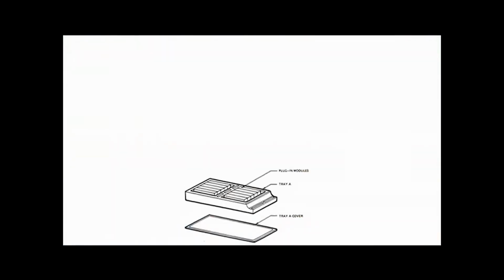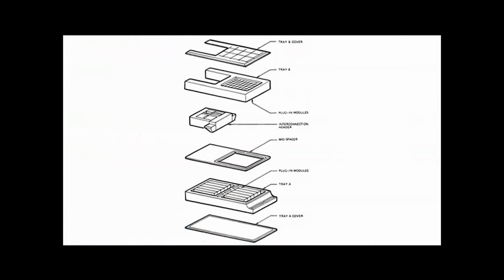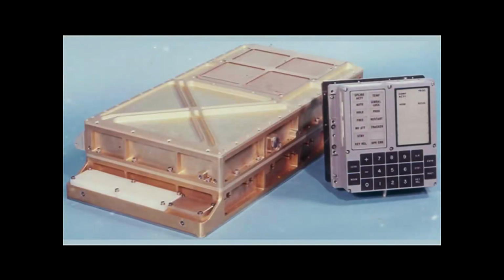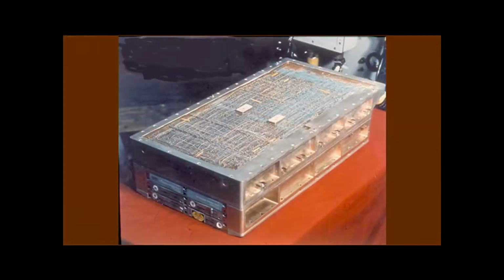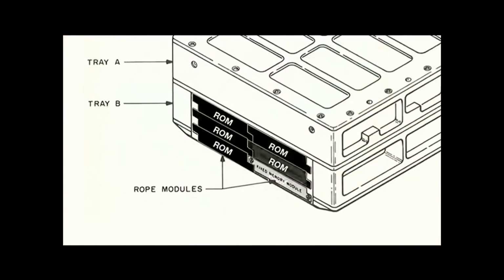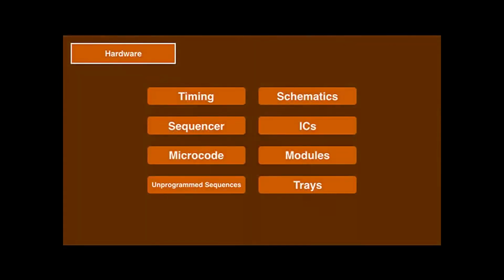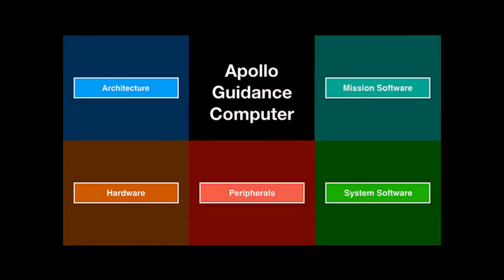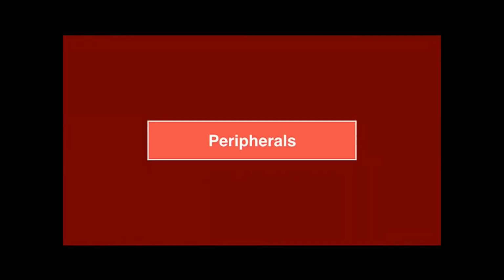Trays A and B are put together like this and hermetically sealed, making for a rather compact computer. This is its orientation when installed in the spacecraft, with the 6 ROM modules accessible so they could in theory be replaced during the mission. And that was the hardware part. Next, let's look at the devices.